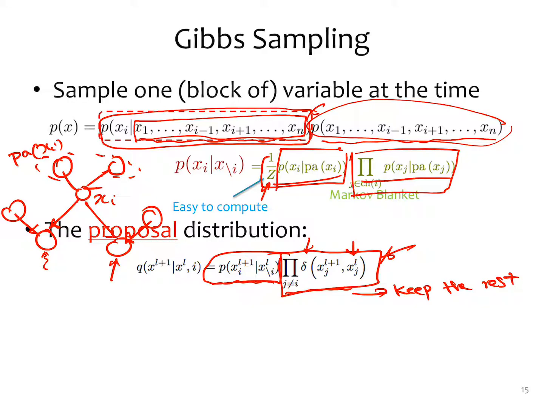Okay, so now the problem here is that this is easy. It's just a delta function. And how can I compute this? To compute that, I need to know the Markov blanket, and I should be able to compute this normalizer easily.